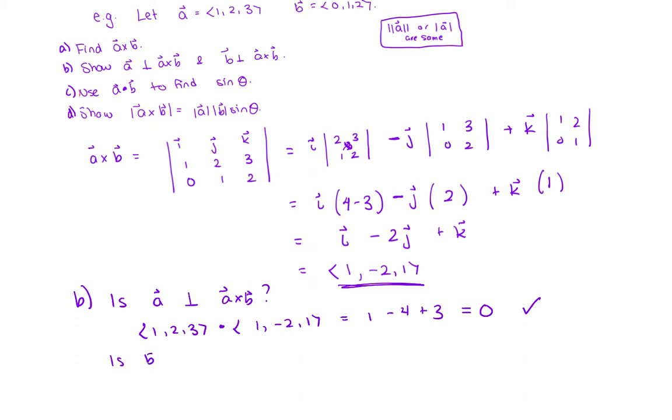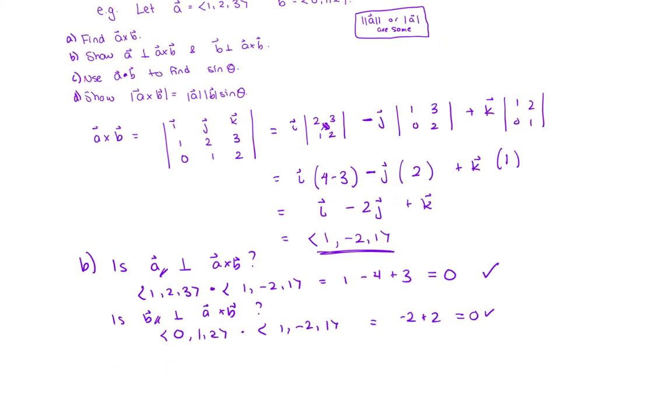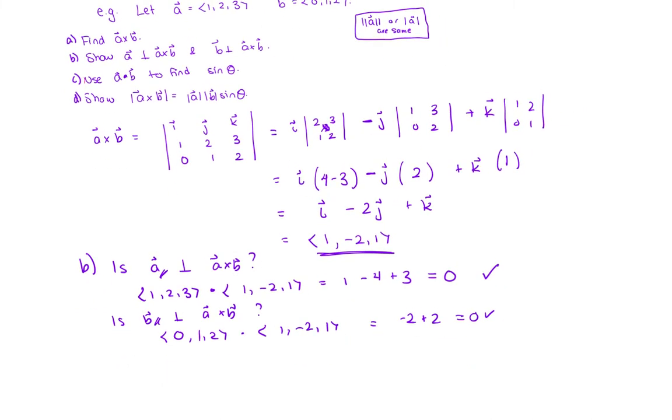We can also double check that B is orthogonal to A cross B. To do that, we take B and we dot product it with negative 1, 2, 1. So I'm going to get negative 2 plus 2, which is also 0. So it is always true that the cross product is orthogonal to both of the vectors that we are cross producting. We just showed it in this specific example, and that's always a good way to check your algebra to make sure you didn't make any mistakes up here when you did that cross product.